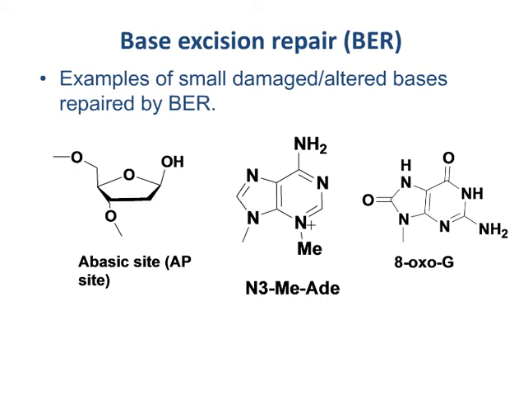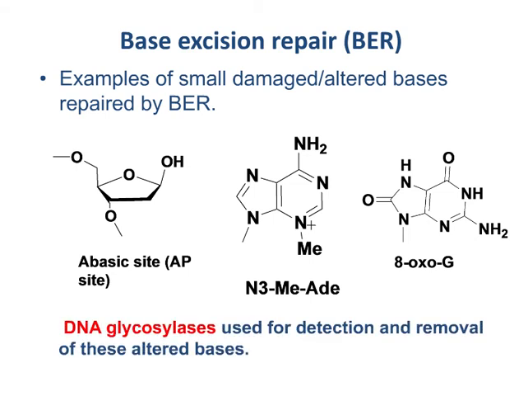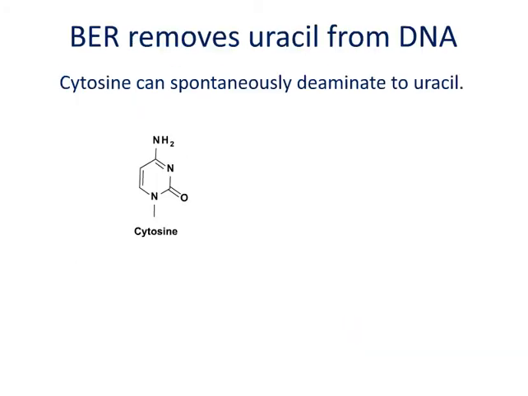Some examples of the DNA damage repaired by the base excision repair mechanism include apurinic sites, methylated bases, and oxidized bases. A variety of DNA glycosylases are used to both detect and remove these altered bases.